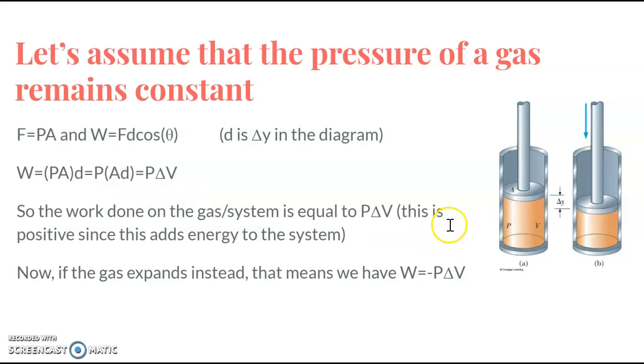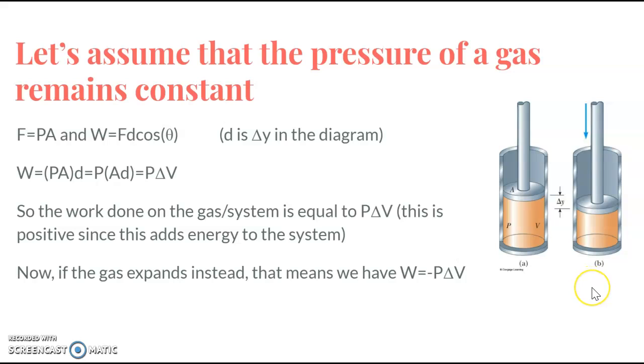Now, if you look here, again, my displacement here is delta Y. And that amount there, area times distance, what's the volume quantity? That's how much our gas changes in volume. So we found here an expression for the work done on a system, and we found that the work is equal to the pressure times change in volume.